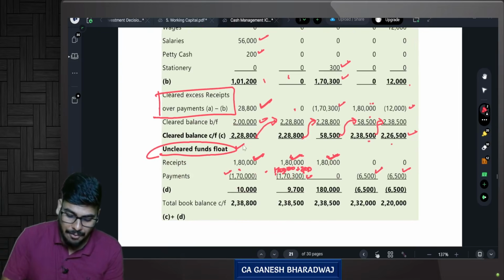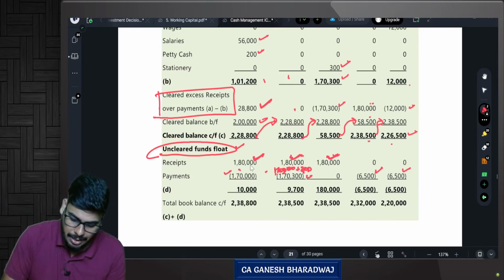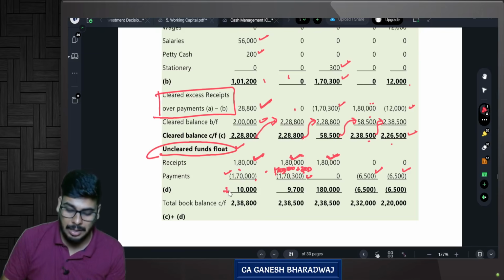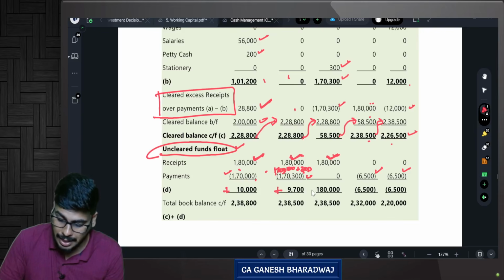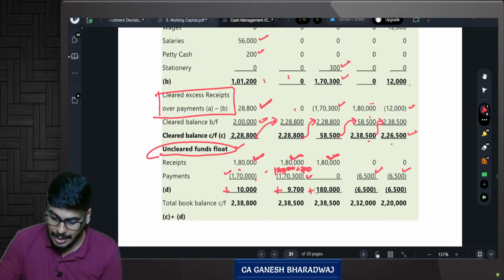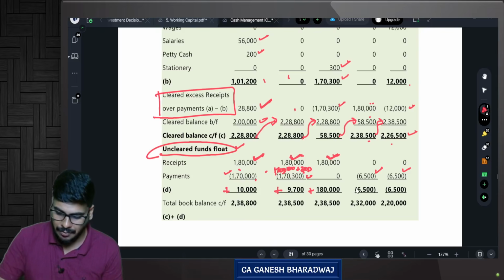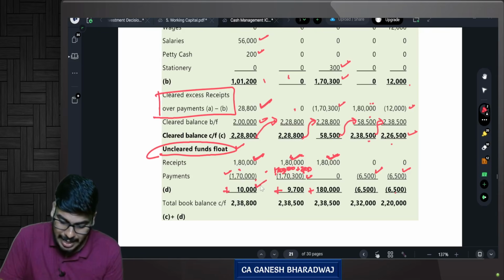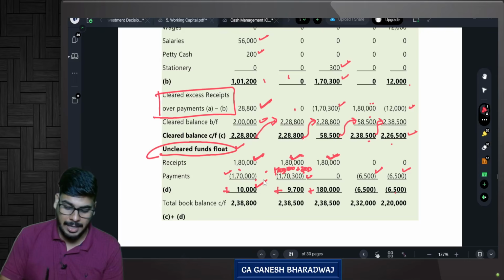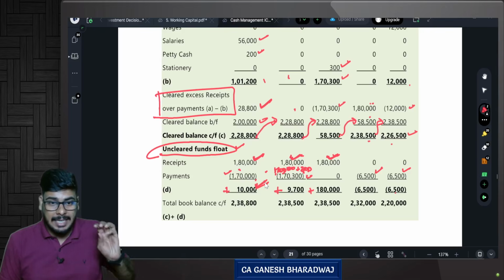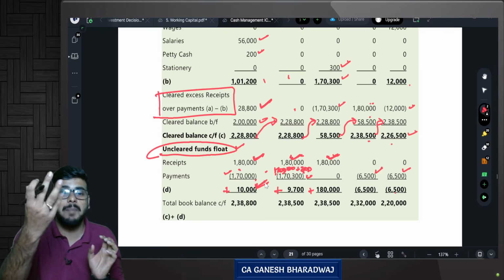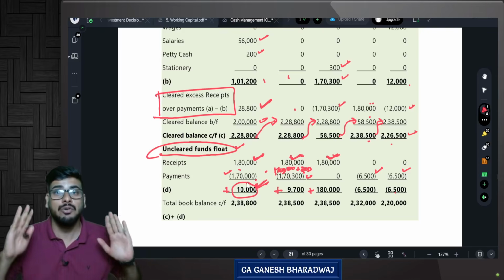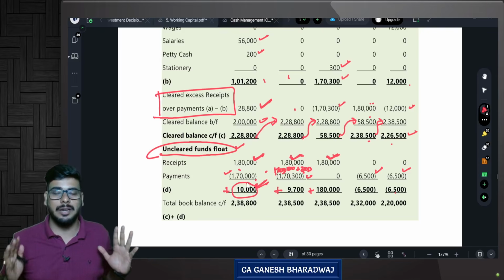And then the uncleared float also we are actually tracking here. 180 minus 170. So on the first day, you have 10,000 rupees of uncleared float. Second day, 9,700. The third day, 1,80,000. On the fourth day, minus 6,500. Sixth day, minus 6,500. What is the meaning of all this? To the extent of a net amount of 10,000 rupees, I am yet to receive. That is, the transaction has been initiated, but my bank account is not yet credited with respect to 10,000 rupees. It is uncleared fund. Are you clear with this?